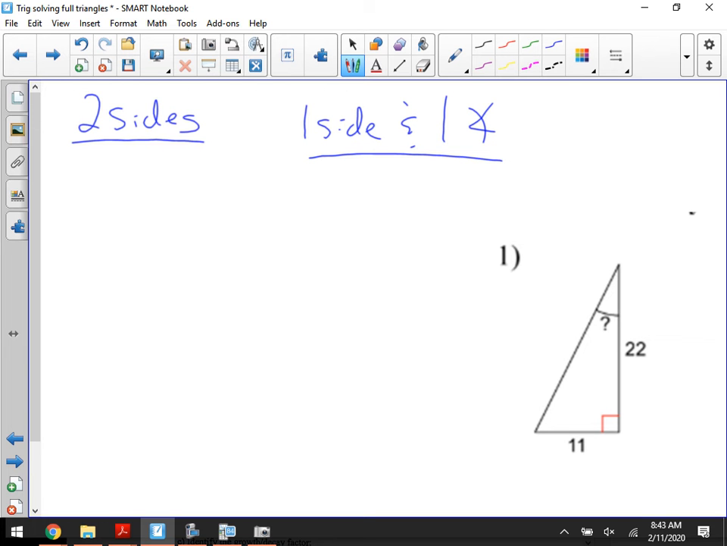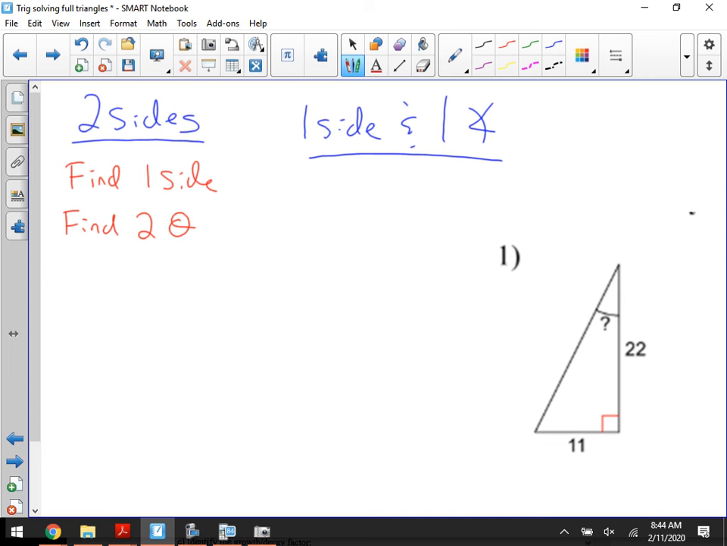When you're solving for full triangles, there will only be two scenarios. One scenario is where you have two sides. The other scenario is where you have one side and one angle. Now, if you have two sides, think about the triangle. How many angles do you have left to find, and how many sides? You have one side and two angles, because the third angle is always 90. So if you've got two sides, you need to find one side and two angles.